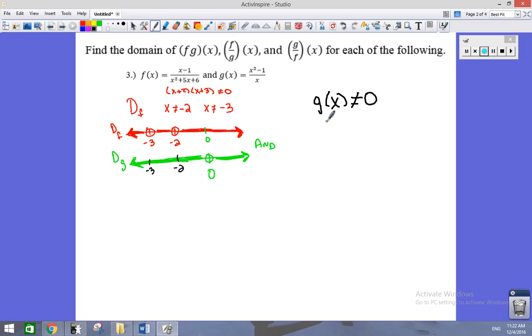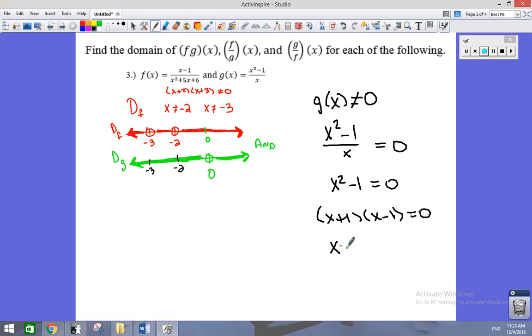All right, so g of x is not equal to 0, because it's in a denominator. Well, what is g? It's x squared minus 1 over x. If I allow that fraction to reduce to 0, it's not because of the denominator. The denominator can never be 0. It's because of the numerator. So I need to solve this equation, and it has two solutions, negative 1 and positive 1. If you input negative 1 into g, you'll get 0. If you input positive 1 into g, you'll get 0. So I need to prevent that from happening.